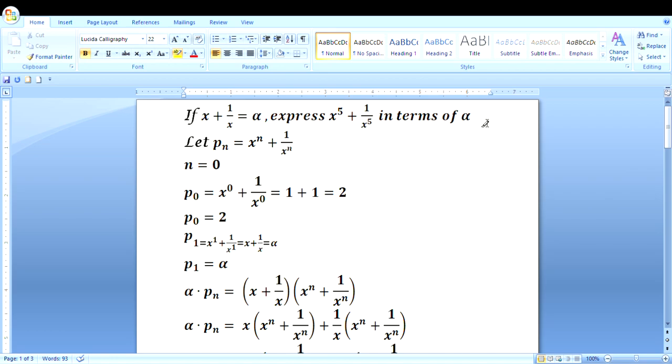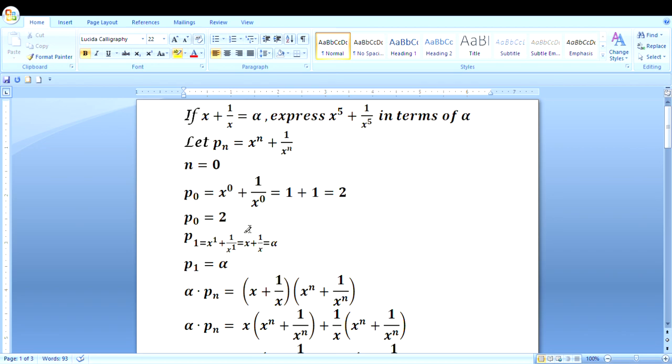Here, first of all, let's look for a generalized form of this function. We say let Pn is equal to x raised to power n plus 1 over x raised to power n. Now, let's first of all find an expression if n is equal to 0. We substitute 0 in place of n here. This becomes p0, or p naught, is equal to x raised to power 0 plus 1 over x raised to power 0, and that eventually gives 2.